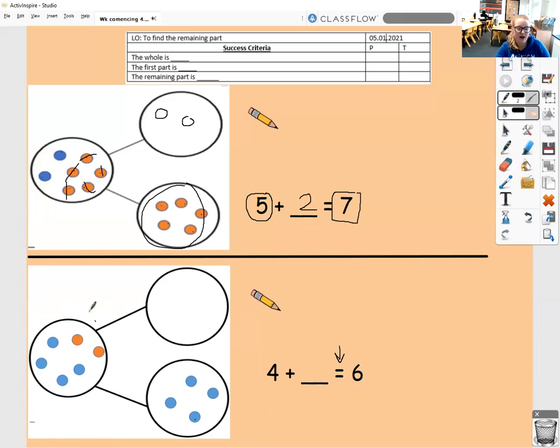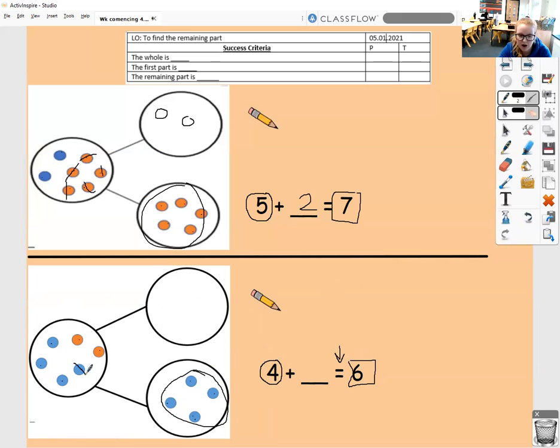Let's double check that's correct in our whole of our part whole model. 1, 2, 3, 4, 5, 6. Our whole is 6. Our first part is 4. So let's say we've got 4 counters here. 1, 2, 3, 4. So this is our first part.